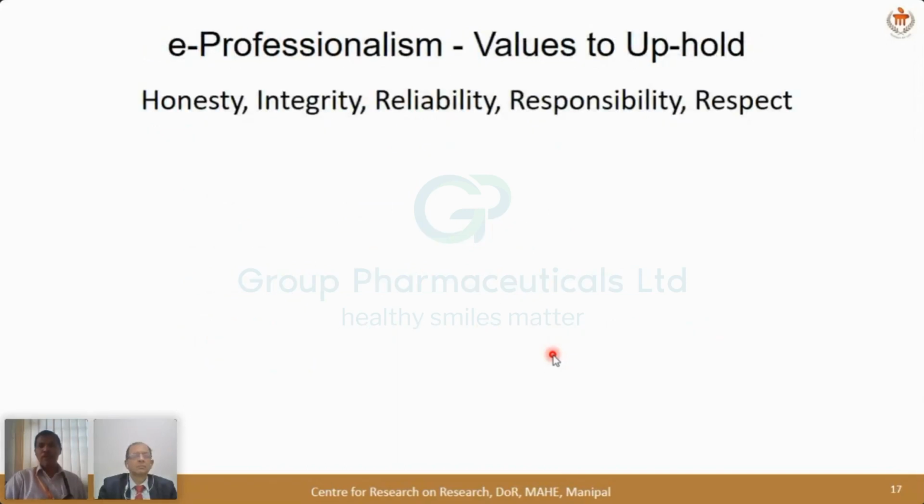But you can't do anything and everything in e-professionalism. Universities have brought out some guidelines, not in India but abroad. There are guidelines for e-professionalism. You can't share everything and anything on the website. So you have to separate your professional life from your personal life. Personally, you might have Facebook, but as a professional, you should follow certain honesty, integrity, reliability, responsibility, and respect. Now, I'm not defining all these terms, as most of them you know.